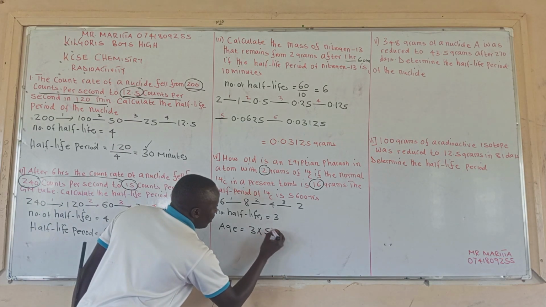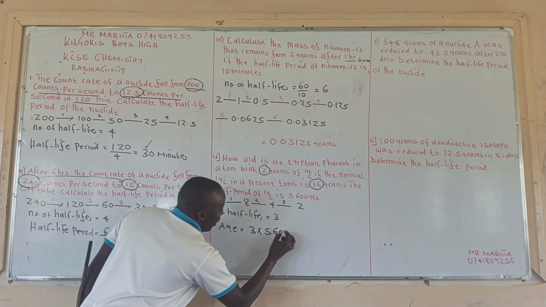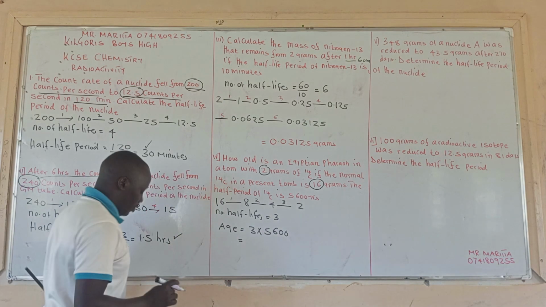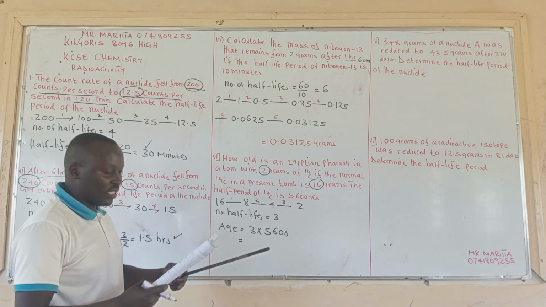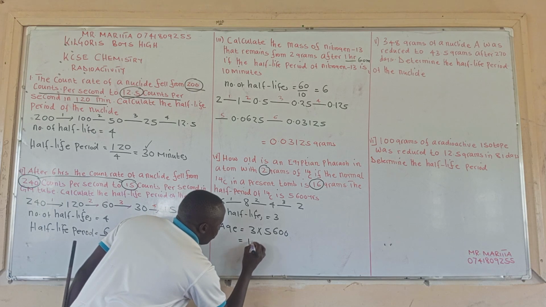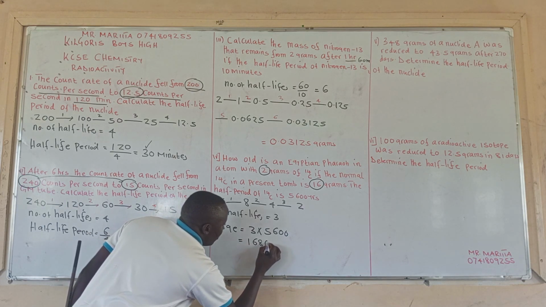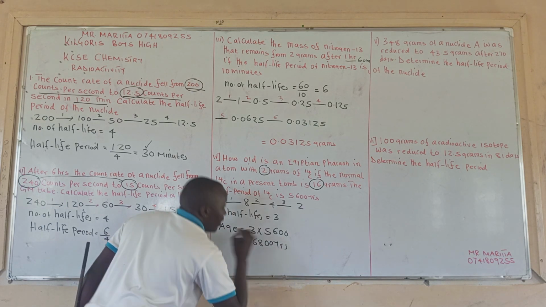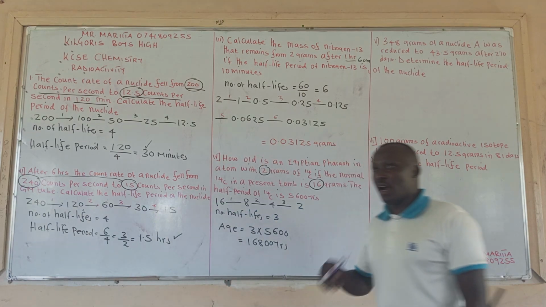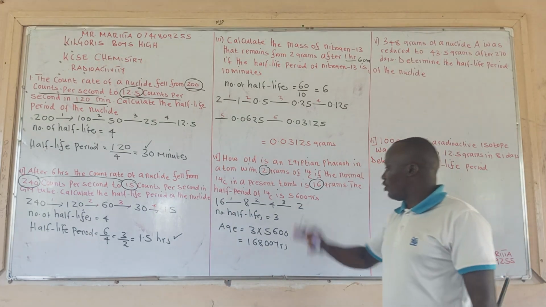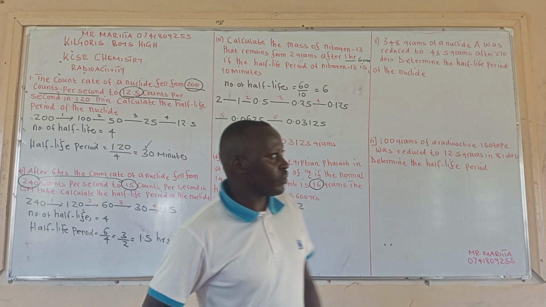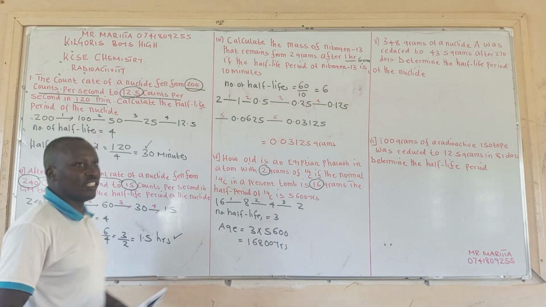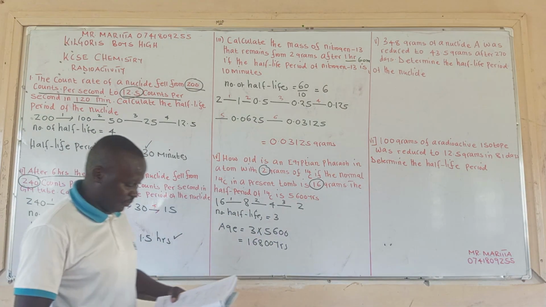Half-life period here in this case is 5,600. So which one? That one will give us now 16,800 years. So this one is giving us 16,800 years. So since the Pharaoh died, 16,800 years have passed on that grave. So a very fine question.